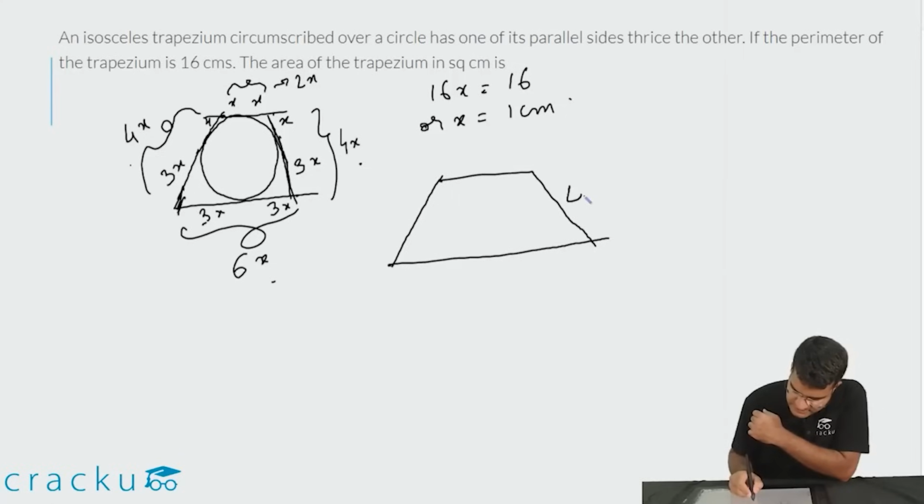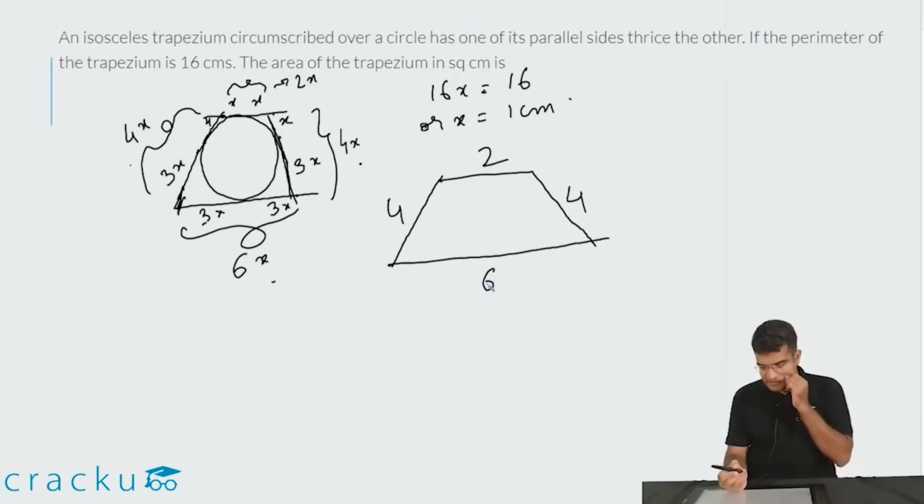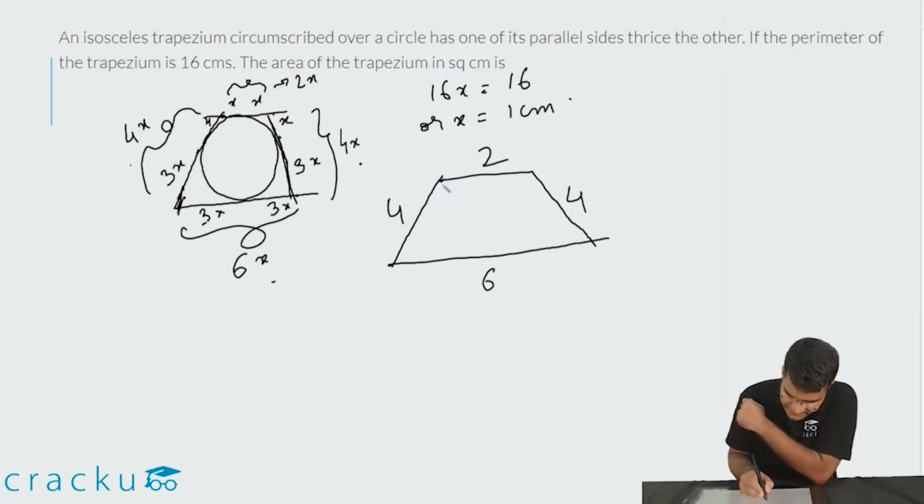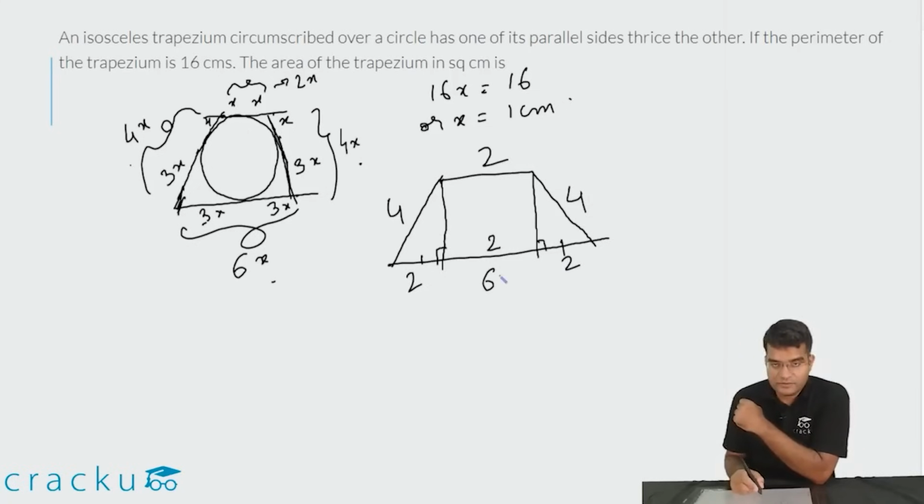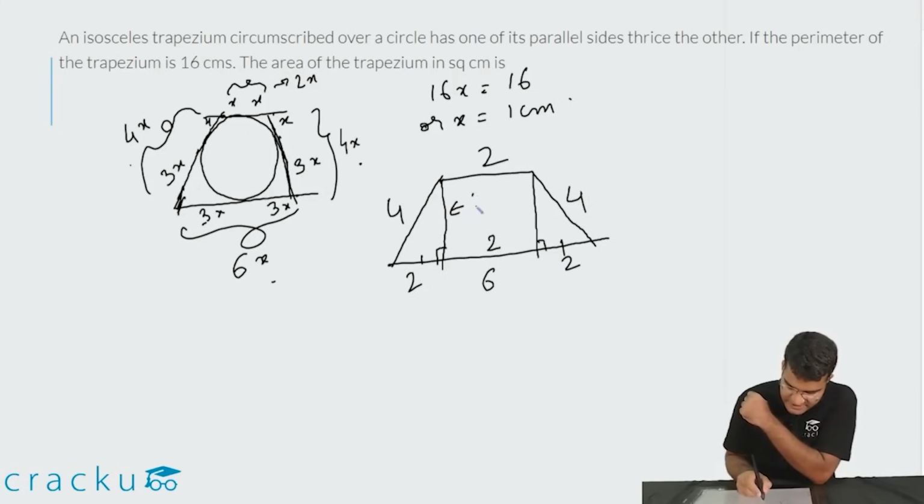So this is 4, this is 4, this is 2 and this is 6. Now to find the area we need to find the height of the trapezium, that is this height. Because these are parallel lines, when this is 2, this will also be 2, and as this is 6, these two sides will be equal, and they will be equal to (6 minus 2) by 2, that is, this is 2 and this is 2. This we know.